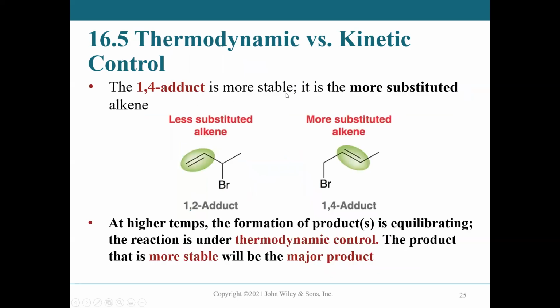The 1,4 adduct is more stable. It is the more substituted alkene. And what do they mean by more substituted? Okay, you have 1, 2, 3, 4. So here's your 1,4 adduct. I guess you have one group coming off here and one group coming off here. But here you only have 2 hydrogens, right? You have 3 hydrogens total. Here you only have 2 hydrogens total. You have 2 hydrogens versus 3, so this is more substituted.